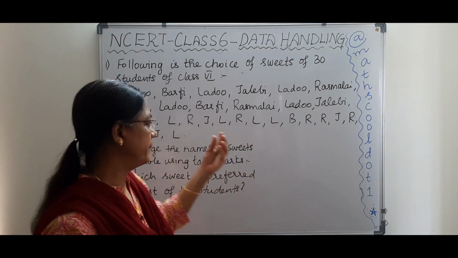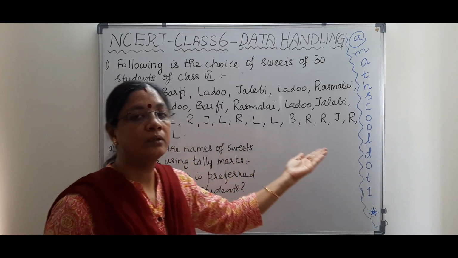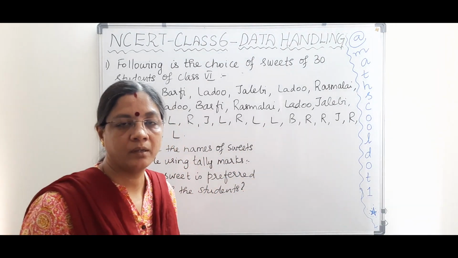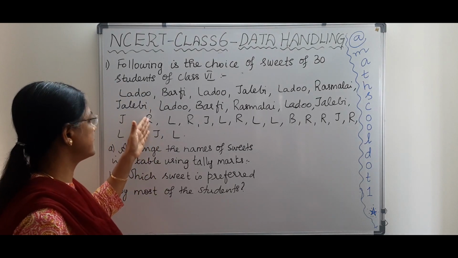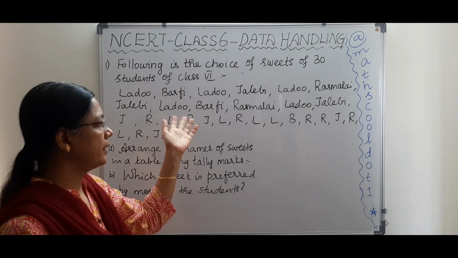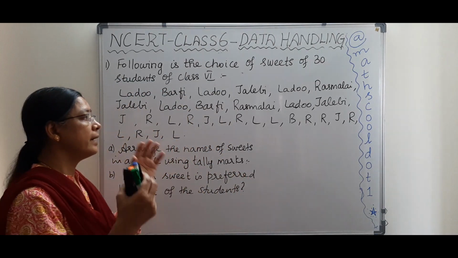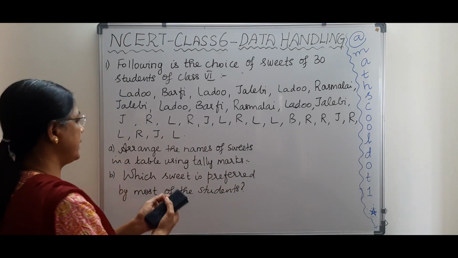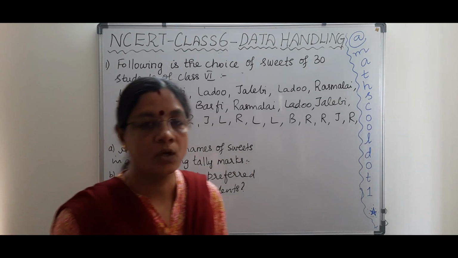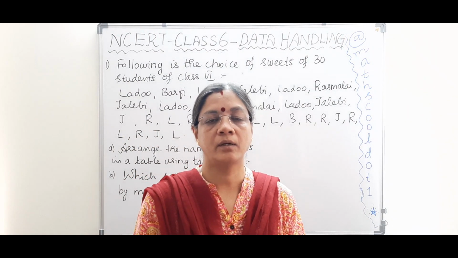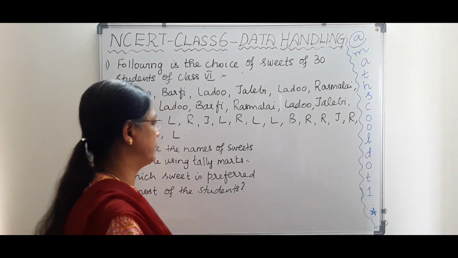Laddu, barfi, jalebi, rasmalai. Okay, so I have listed out the sweets as collected, and I have written the short form to reduce my time also. So this is for jalebi, R stands for rasmalai, laddu, and so on, barfi B. Now let us prepare the table, and after preparing the table we'll be able to say which sweet is preferred by most of the students. Let's see whether we are able to get the information or not. We'll prepare the table first.